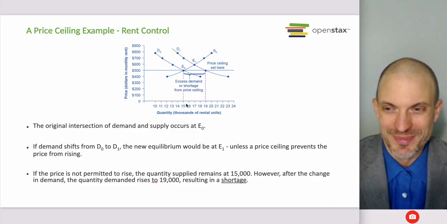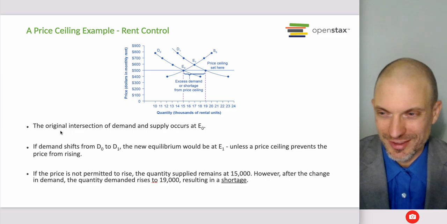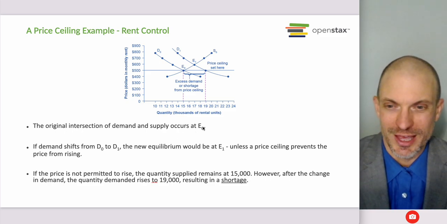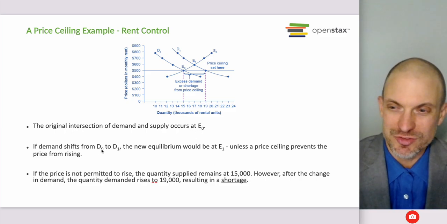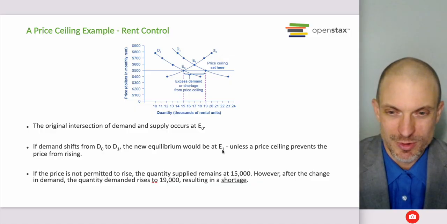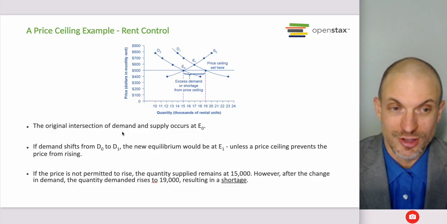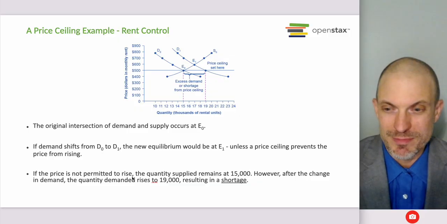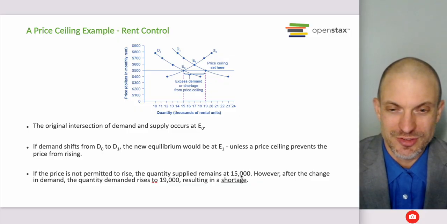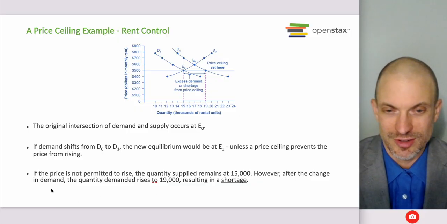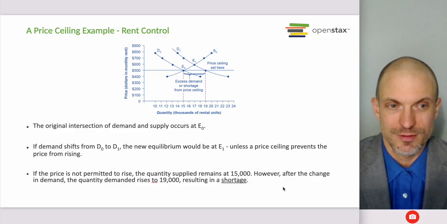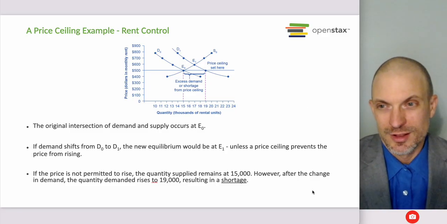So that's a problem. The original intersection of demand and supply occurs at E naught. If demand shifts from D naught to D1, the new equilibrium would be at E1 unless a price ceiling prevents the price from rising, such as it does here. If the price is not permitted to rise, the quantity remains at 15,000. However, after the change in demand, the quantity demanded rises to 19,000, resulting in a shortage of 4,000. This would be a binding price ceiling, right?